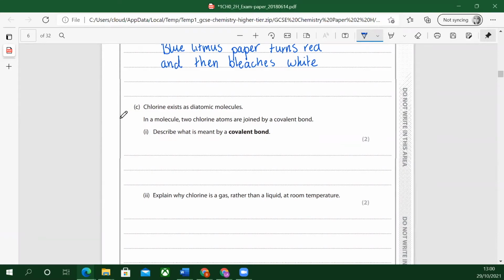Okay. So C, chlorine exists as diatomic molecules. In a molecule, 2 chlorine atoms are joined by a covalent bond. Describe what is meant by a covalent bond. Okay, so remember it's about sharing. A pair, we say a pair is like a pair of shoes. A pair of electrons is shared between 2 atoms.